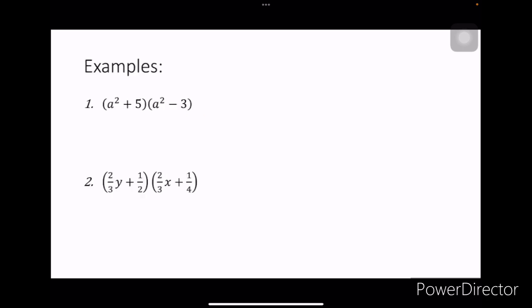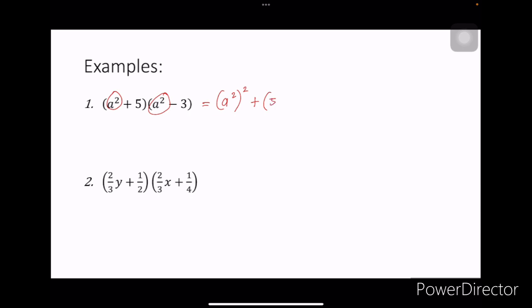Now let's have some examples. You will have the quantity of a squared plus 5 times the quantity of a squared minus 3. As you can see, they have the common first term. So you could apply the product of two factors which has common first term. So you just simply square the first term. Our first term is a squared, quantity squared, plus the sum of the second terms for each factor.